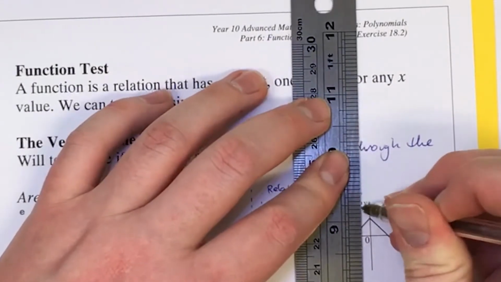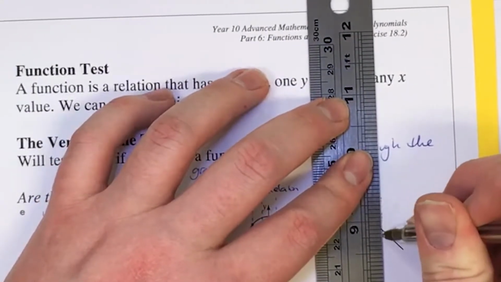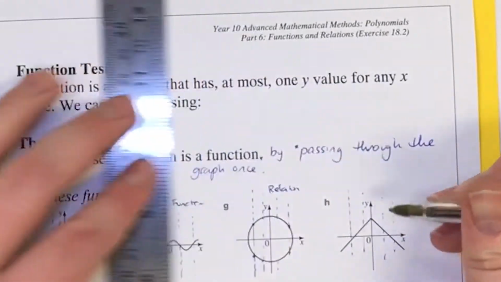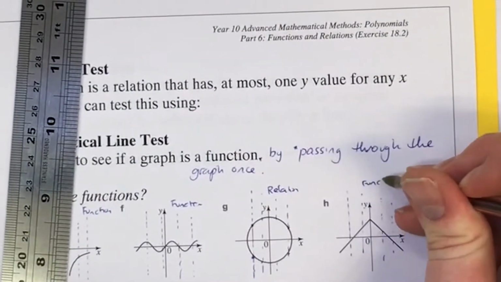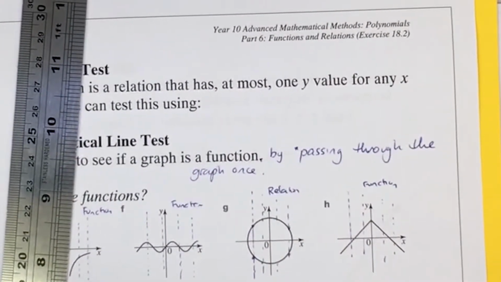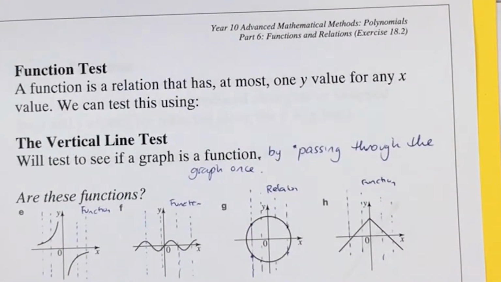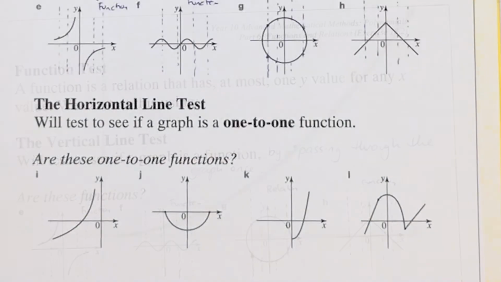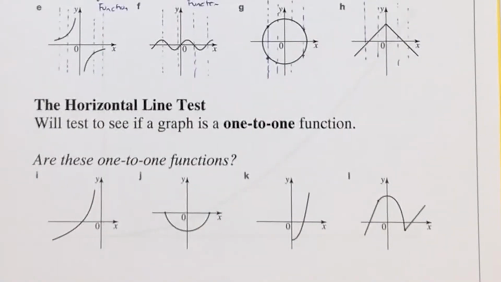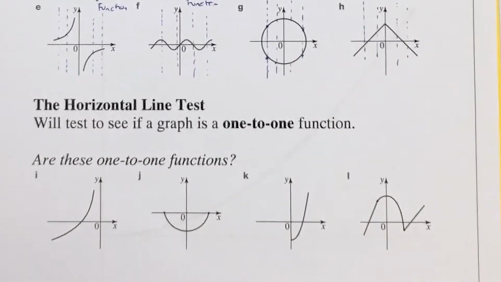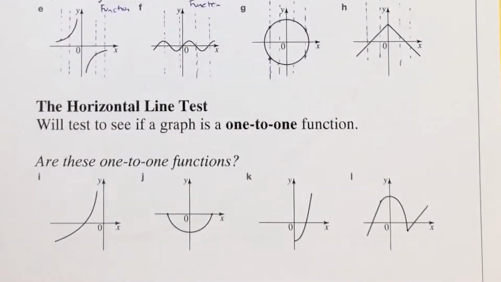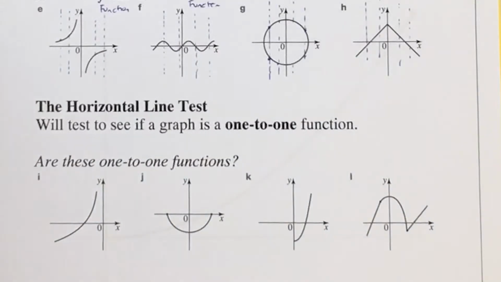And similarly here, this one is also a function because it only ever hits the graph once, no matter what I do. And that is an upside down absolute value function, or it's two linear functions put together. Oh, okay. The next step to this is, you might remember for that first page we had two different types of functions. There was a one-to-one function, and there was a thing called a many-to-one function. Well, now we have a test to tell the difference between two types of functions.